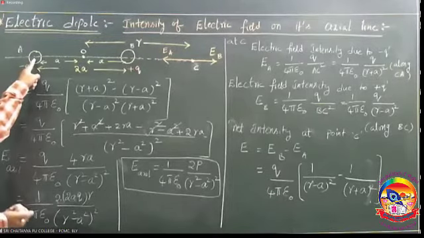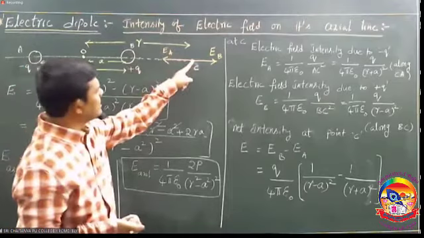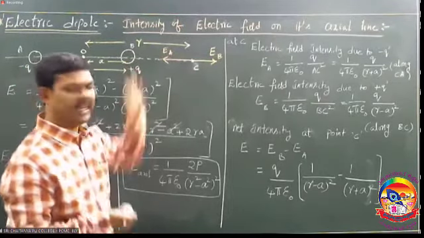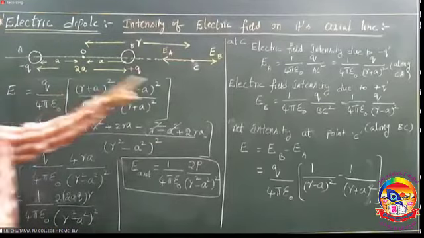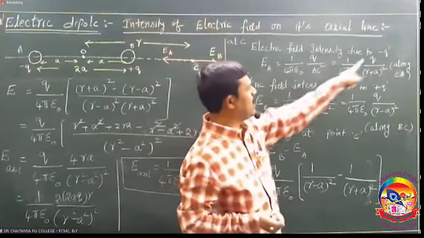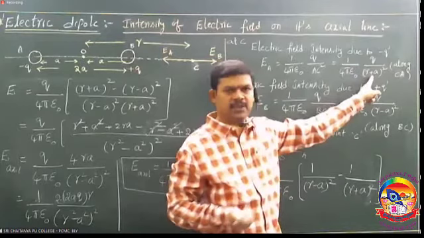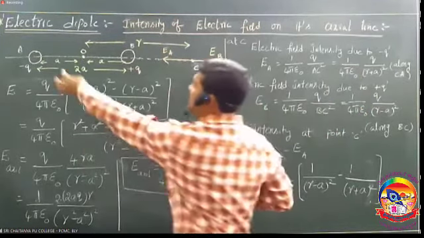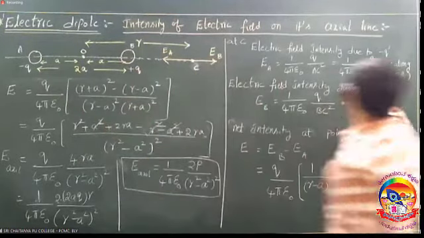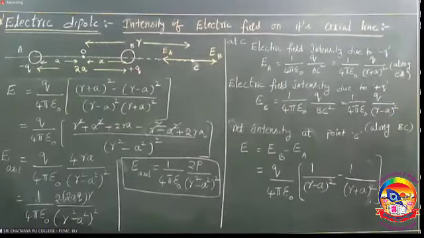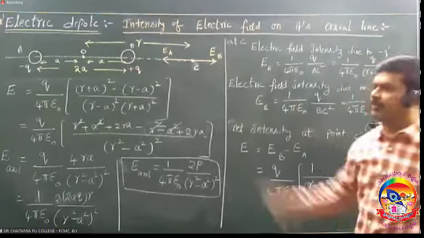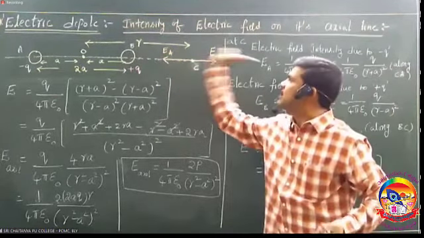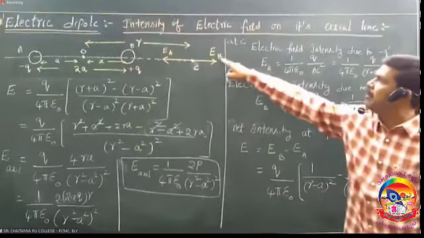See, due to the minus charge, the intensity at this point, EA. Why inward? Because this is negative. 1 by 4 pi epsilon naught Q by distance square. See the distance from that? A plus R plus A whole square in that direction. In the same way, the field due to the positive charge here is outward, EB.